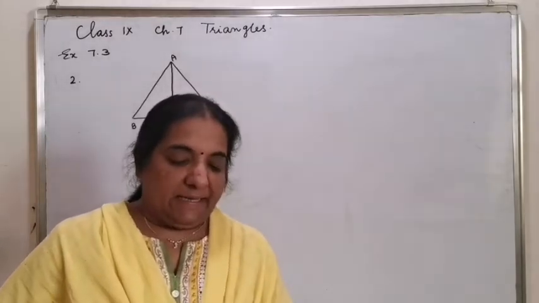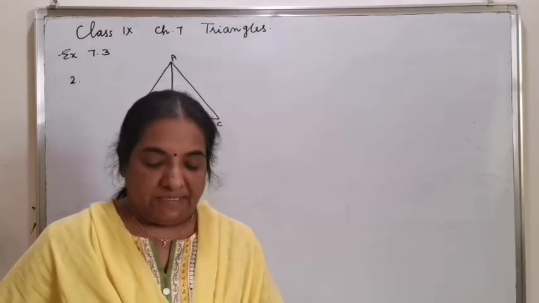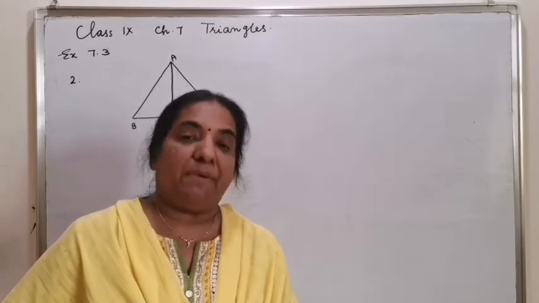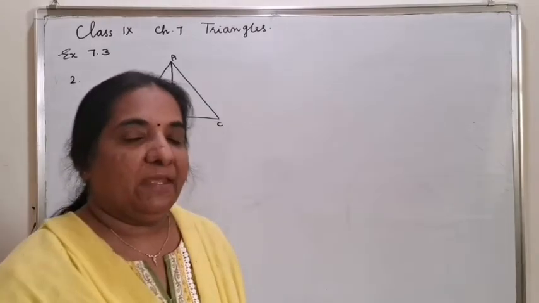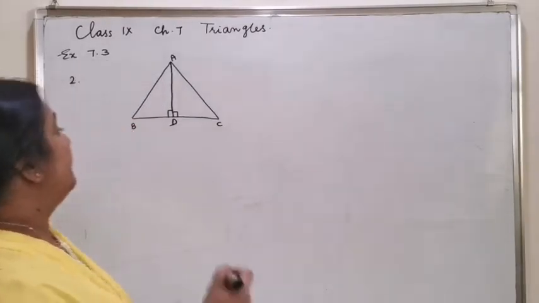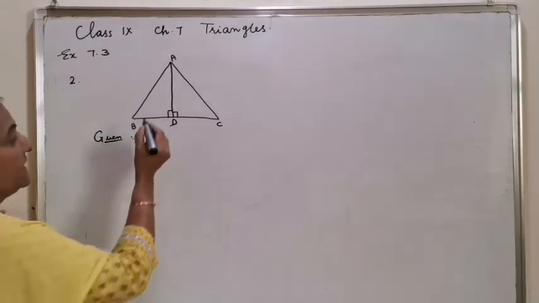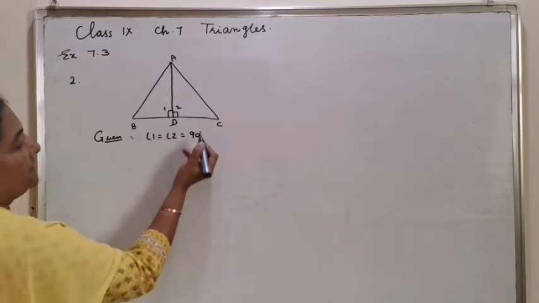Question 2. AD is an altitude of isosceles triangle ABC in which AB is equal to AC. Show that AD bisects BC, and AD bisects angle A. AD is an altitude, so what is given is that angle 1 is equal to angle 2, which is equal to 90 degrees.